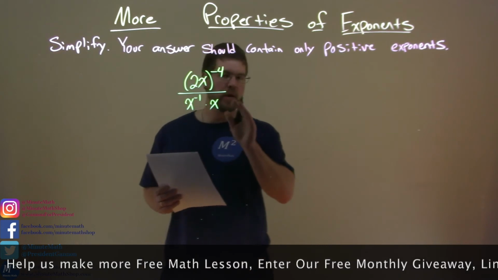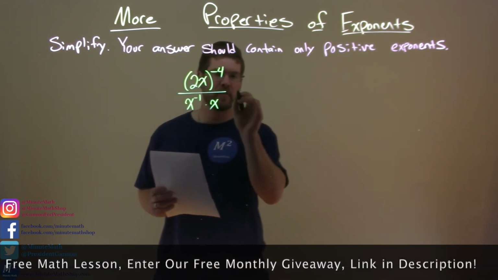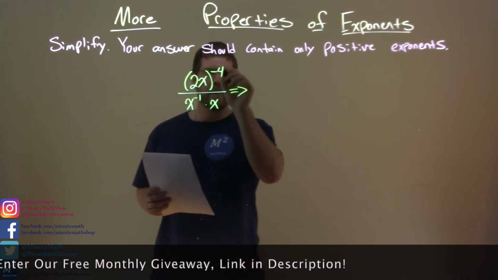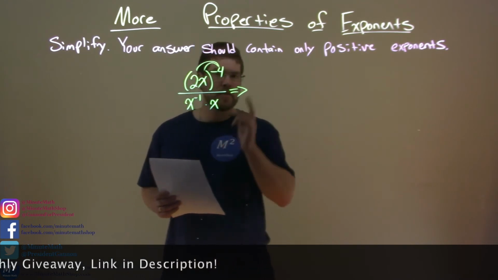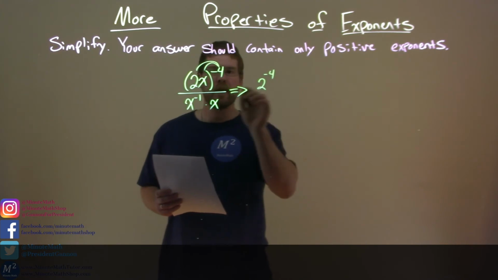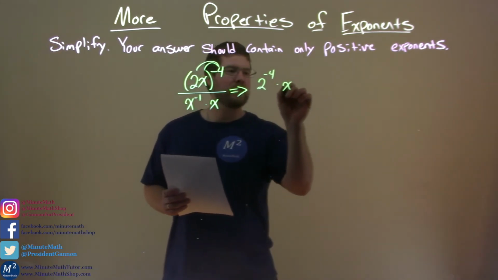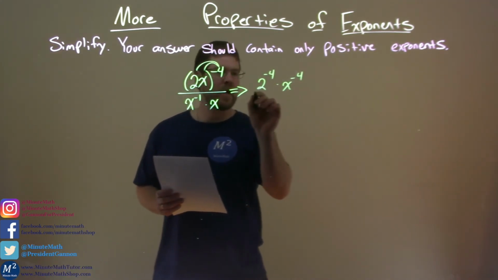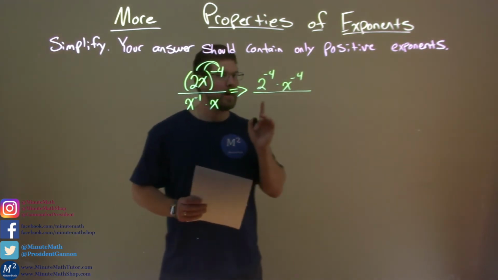Let's deal with the numerator and denominator separately at first. Numerator, distribute that negative 4 to both parts here: 2 to the negative 4th power times x to the negative 4th power. Now the denominator. And this one's actually kind of tricky.